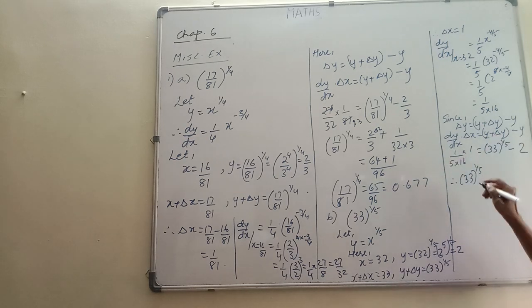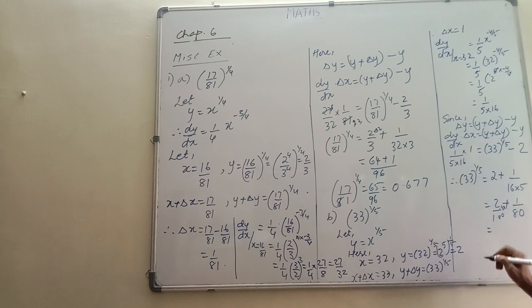So what is our 33 raised to 1 over 5? We are going to take the 2 on the other side. So it's 2 plus 1 over 16 times 5, which is 80. So 2 plus 1 over 80. When we equalize, multiplying by 80, it's going to be 160 plus 1 over 80. So 161 over 80. That's the answer.